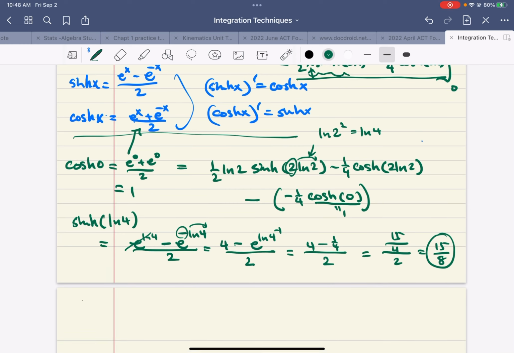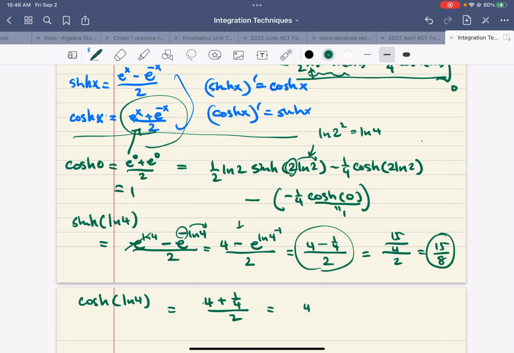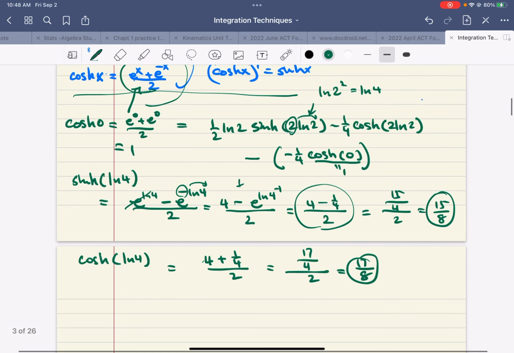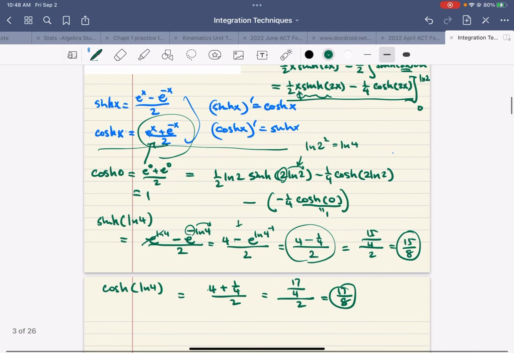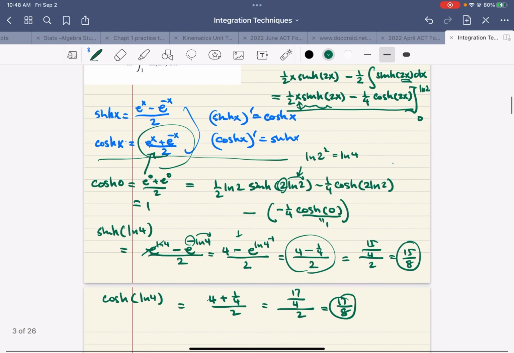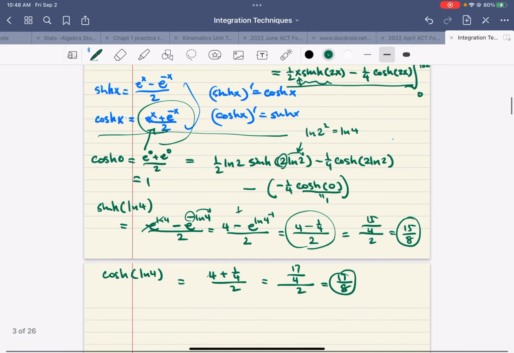Now what about hyperbolic cosine ln 4? Similarly, the only difference is this one will be positive based on this definition. So I'll just skip up to here. It'll be 1 over 4 plus 4, right here. Then 17 over 4 over 2. So 17 over 8. Okay. So now, what's your final answer? So let's go back to here.